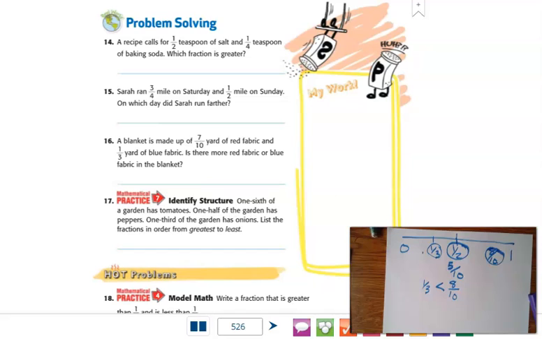Okay, 1/6 of a garden has tomatoes. Fractions in order, least to greatest, 1/6, 1/2, 1/3. So that's similar. You go back and look at what you did 11, 12, 13 for number 17 if you're stuck.